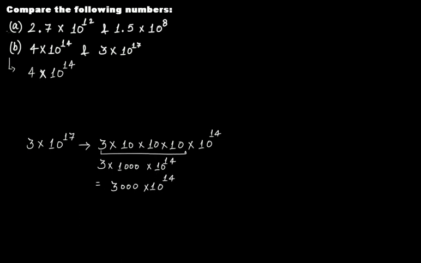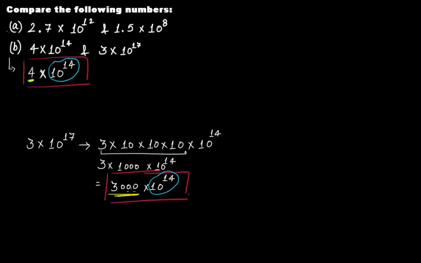Just what we have done in the A part, same thing we are going to do in this one, right? This is 10 raised to the power of 14. This is also 10 raised to the power of 14. Now clearly we only have to compare 4 and 3000. Which one is greater? Clearly 3000 is greater than 4. So this number, that is 3 into 10 raised to the power of 17, is greater than 4 into 10 raised to the power of 14.